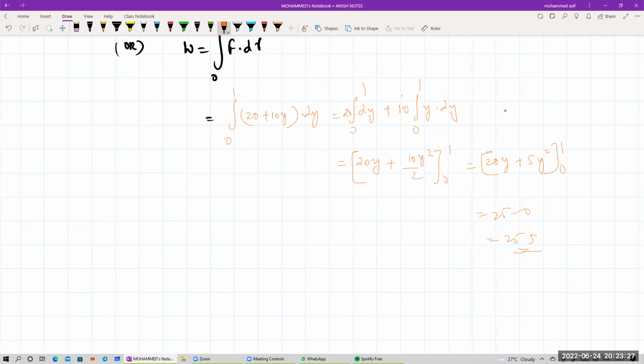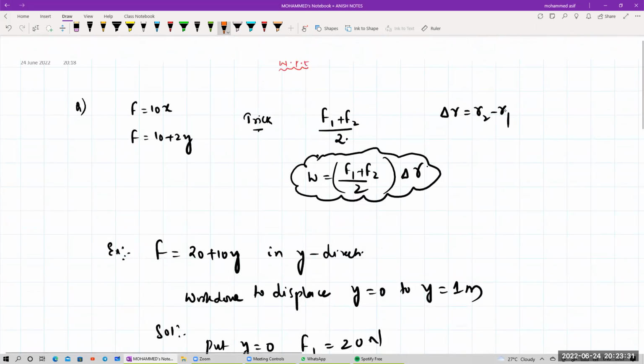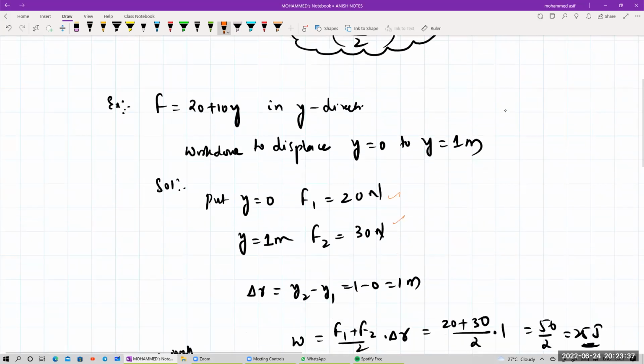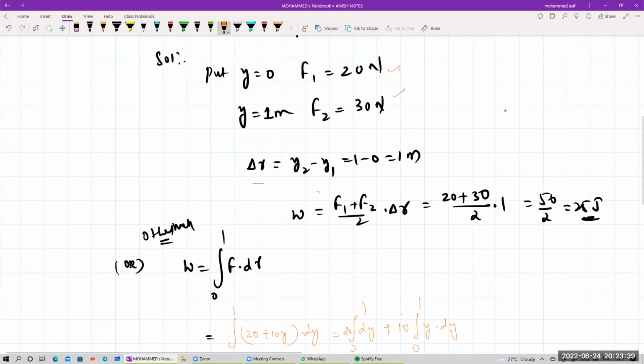Yes, sir. Okay, now, whenever you get this type of equations like F equals 10x or 10y, just find out the value of F1 and F2, take the average, take the displacement, and use the formula W equals (F1 plus F2) divided by 2 into delta R. That will directly give me the answer. Got it?